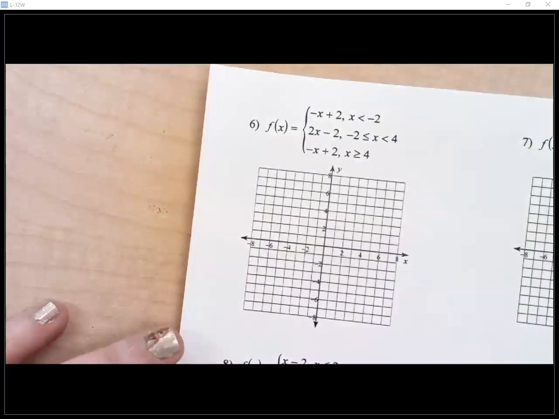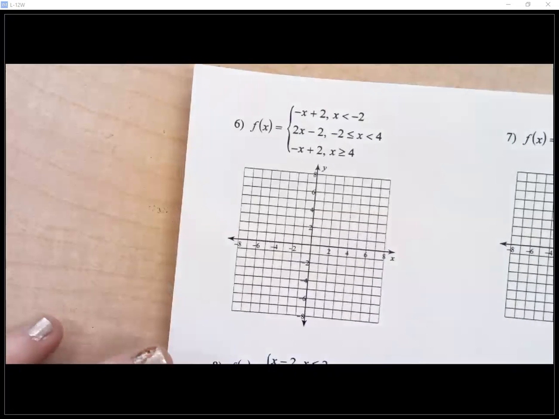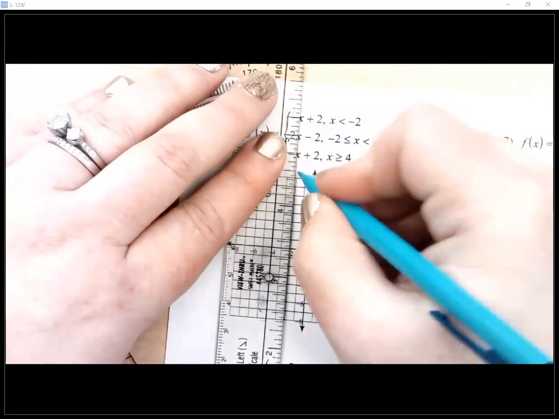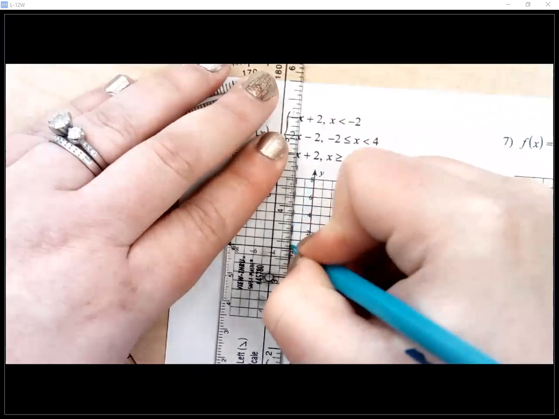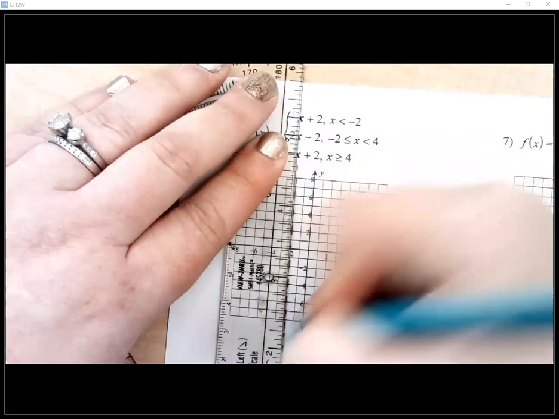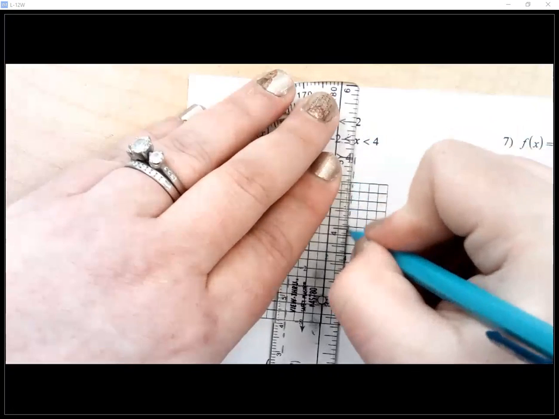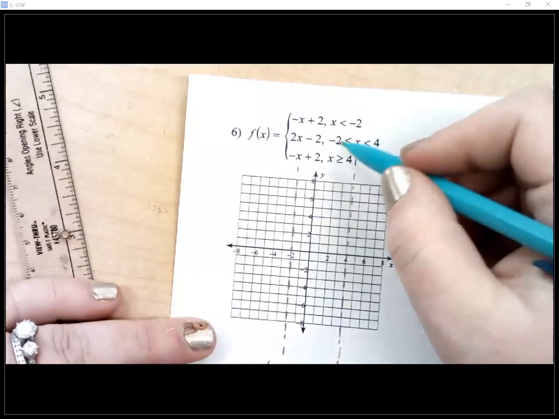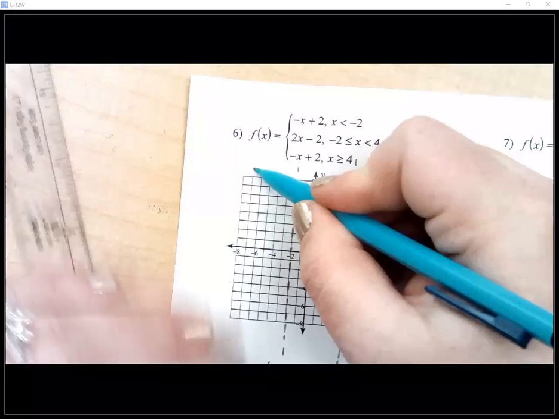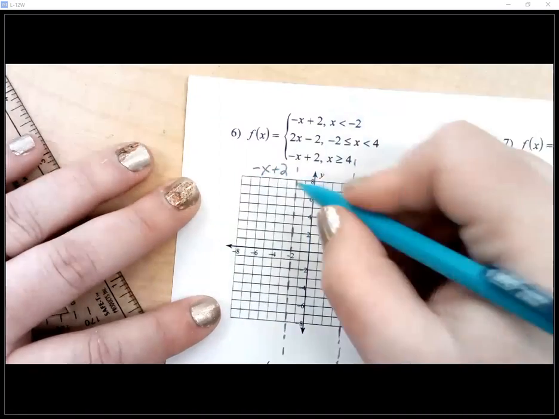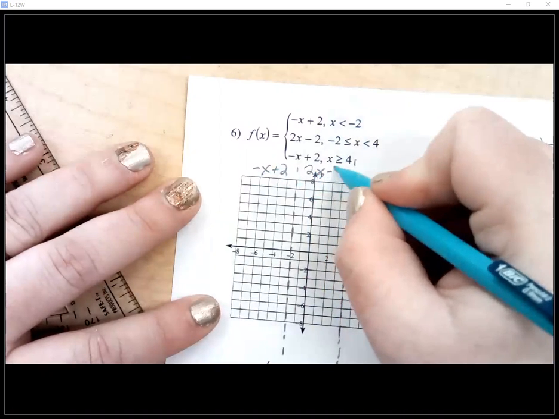So I have 2 splits here. One is at -2, one is at +4. So let me make those. Okie dokie. All the way over to the left, I'm graphing -x plus 2. In the middle, 2x minus 2. And then on the right, -x plus 2.